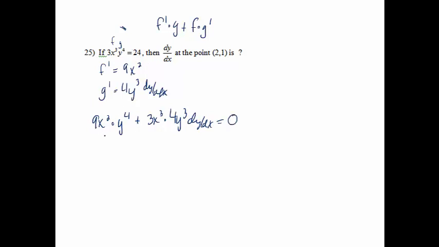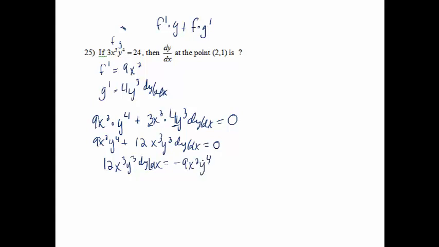Okay, I'm going to clean this up before I try to solve. I'm going to have 9x squared y to the fourth plus, I can multiply the 3 and the 4 together, and that will give me 12x to the third y to the third dy/dx equals 0. Anything that doesn't have a dy/dx in it, we're going to relocate on the right side of our problem, so we'll have to subtract it from the left side. So now I'm going to get 12x cubed y cubed dy/dx equals negative 9x squared y to the 4. And then we'll divide both sides by 12x cubed y cubed.